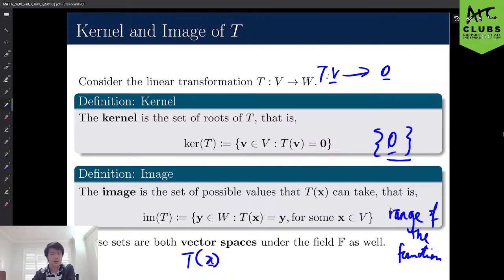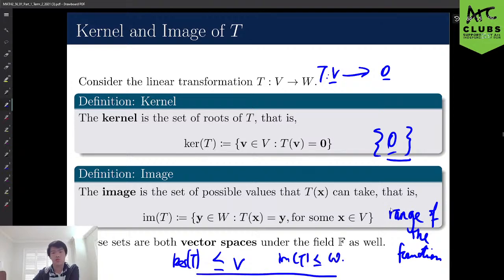And it can be proven that both of these sets, both the kernel and the image, are going to be vector spaces. Specifically, because remember the kernel is a set of all vectors in V that map to 0, this is going to be a subspace of V. The image is going to be the set of all values you can get in the codomain, right? So that's going to be a subspace of W, and that's going to be a really useful property.